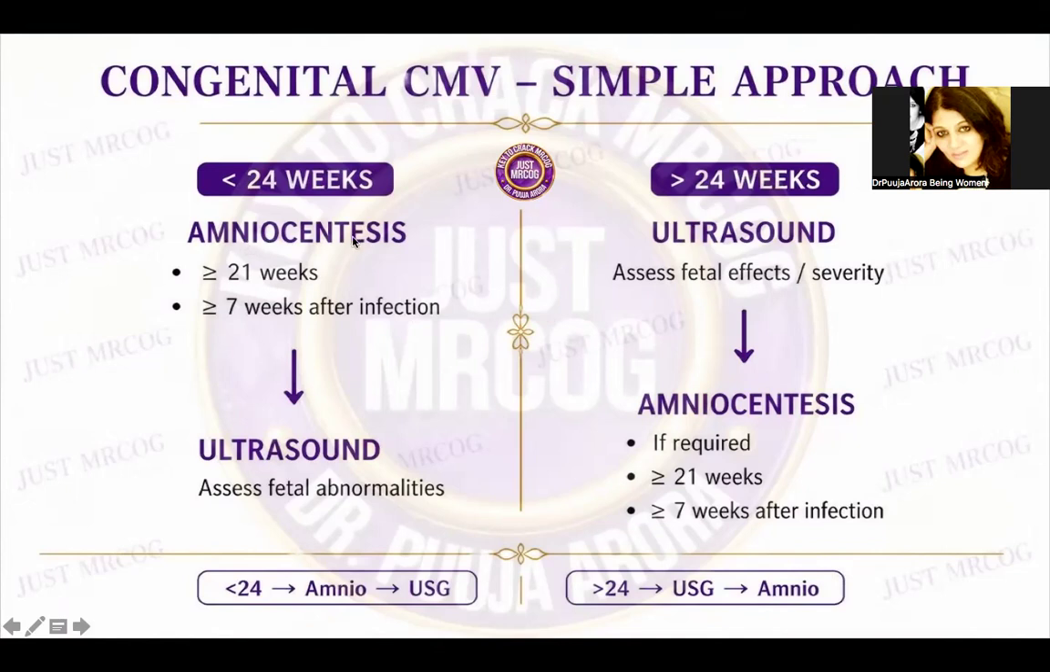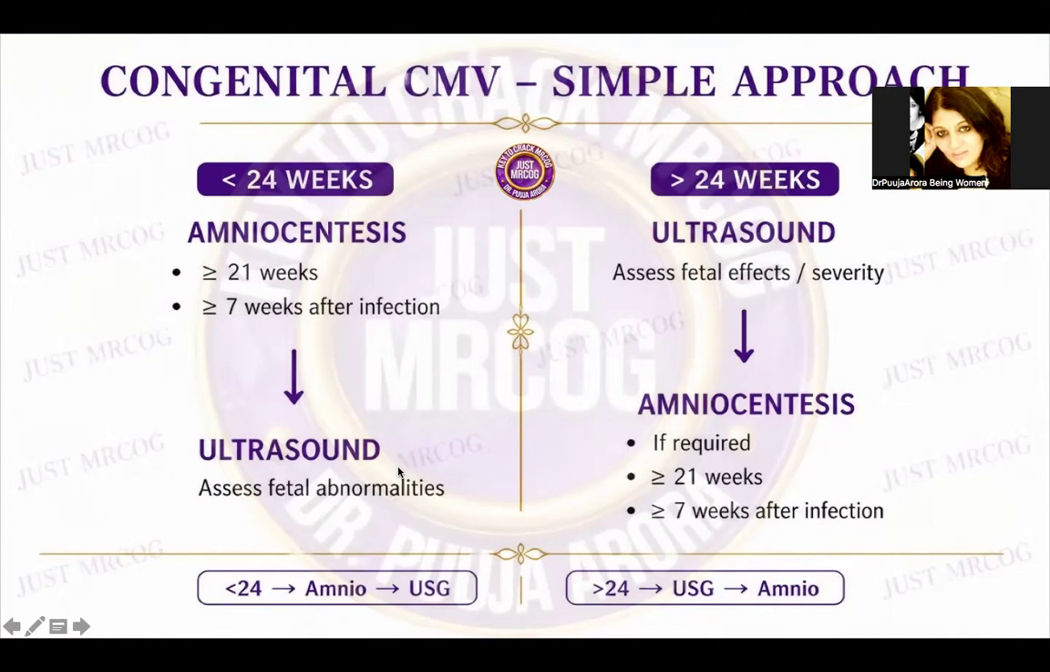What is the timing of amniocentesis? It is equal to 21 weeks or more than that, or 7 weeks after infection or more than that. So 7 threes are 21. This way you can remember. Then we offer ultrasound to check if there is any fetal abnormality.